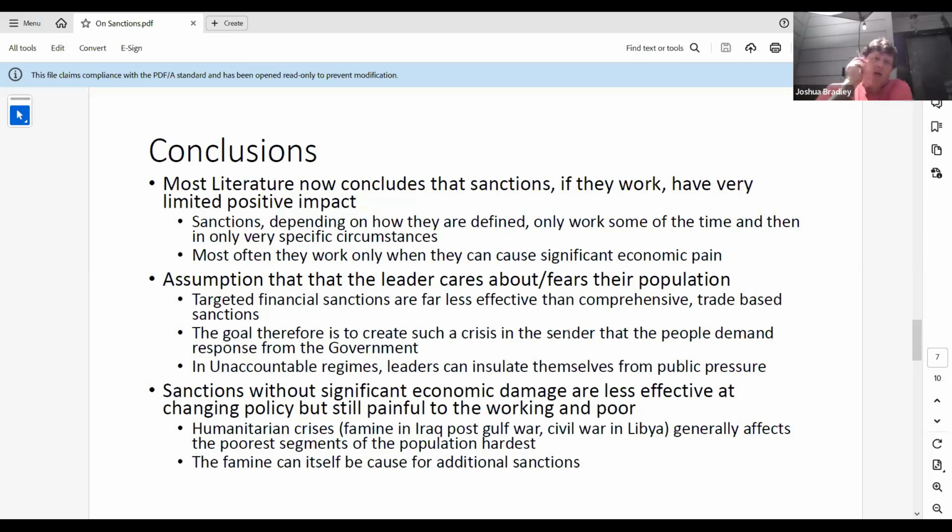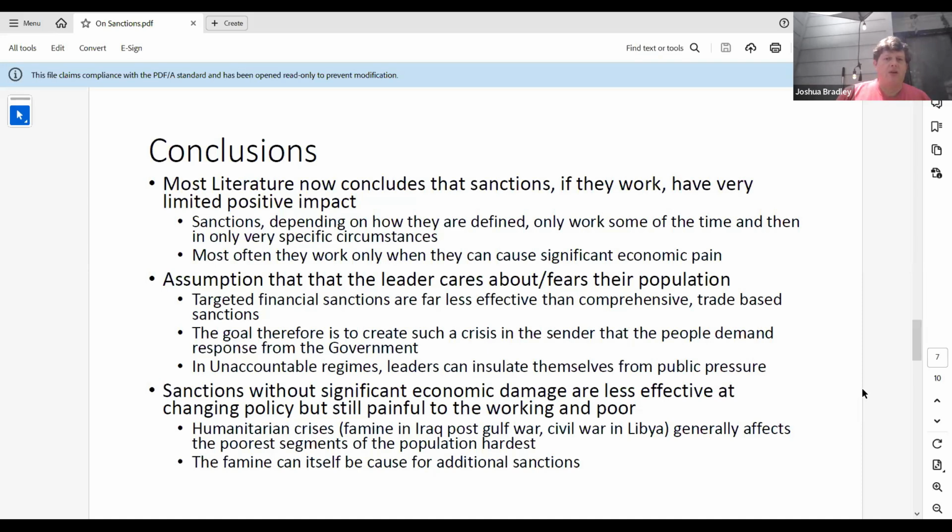According to the conclusions, most literature now concludes that sanctions, if they work, have very limited positive impact. Sanctions, depending on how they are defined, only work some of the time, and then only in very specific circumstances, and most often they only work when they can cause significant economic pain. And then there's the assumption that whatever leader we are trying to remove from office actually cares about the population.